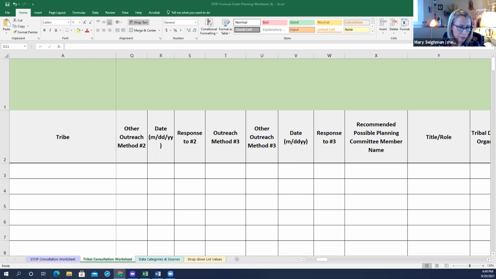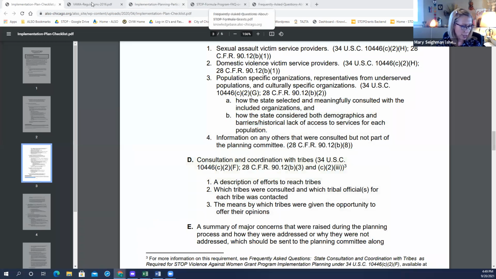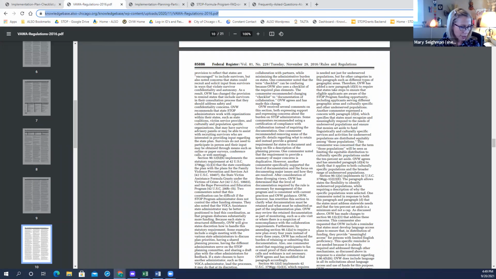The section that I'm speaking about is section 90.12, and this is in the Federal Register. Again, we'll put the link into the chat, but it's subsection C, documentation of consultation. It says that states must retain all of the following documentation, but are not required to submit it to OVW as part of the implementation plan. And that's all that stuff that's in this workbook here. But it doesn't say anything about Zoom meetings. It talks about phone meetings, in-person meetings, and webinars, but it doesn't talk about places like this where you can see people's faces.